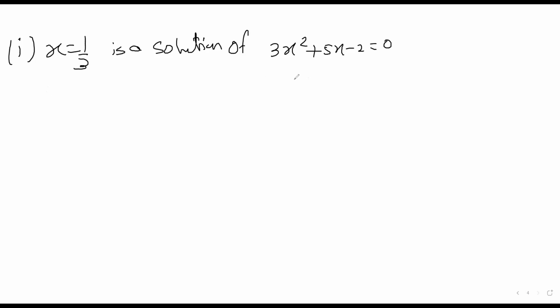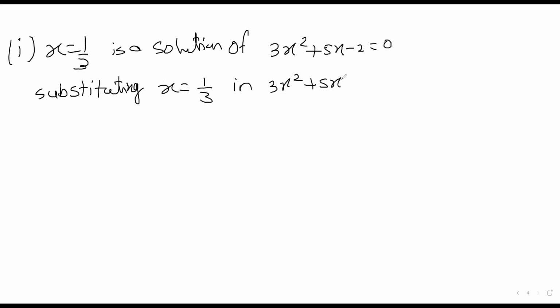Substitute the value of x in this. Okay, मग तुम्ही काय करणार? तुम्ही असं लिहायचं: substituting x is equal to 1 upon 3 in 3x square plus 5x minus 2 equal to 0. We get, आधी LHS सॉल्व करायचा.